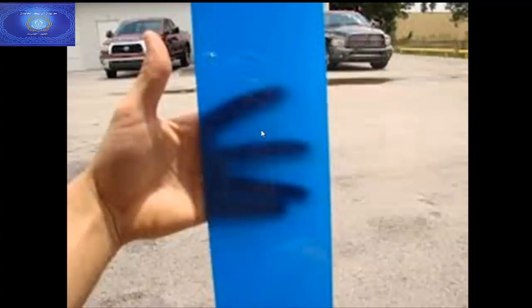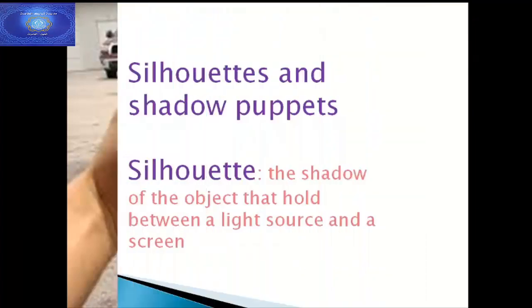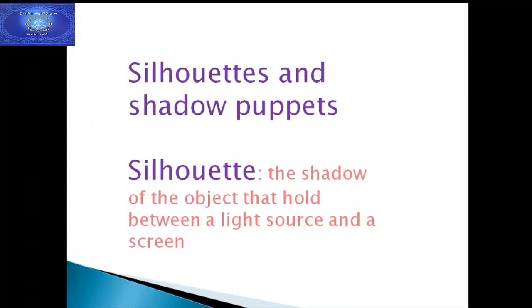This plastic is translucent, or tinted glass is translucent. Now new topic: silhouette and shadow puppets.